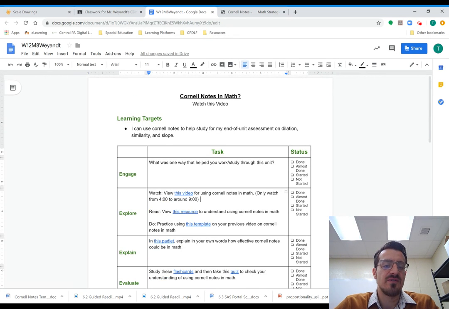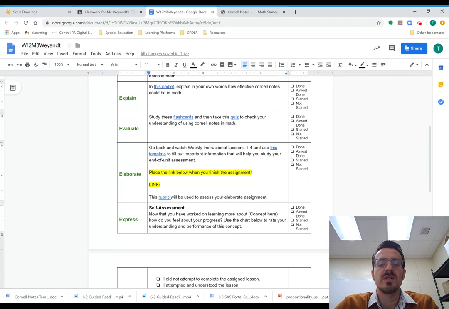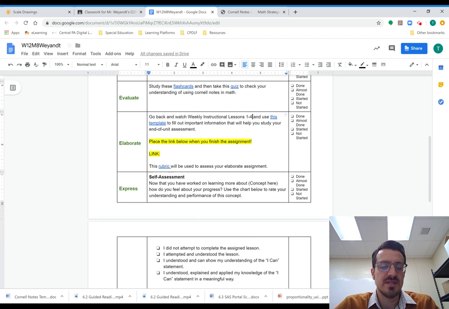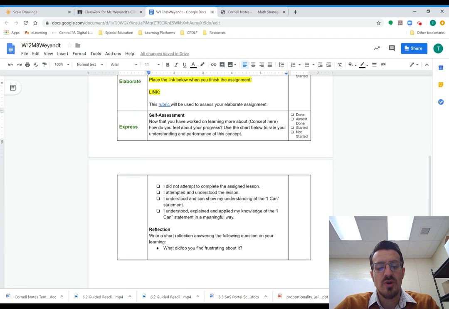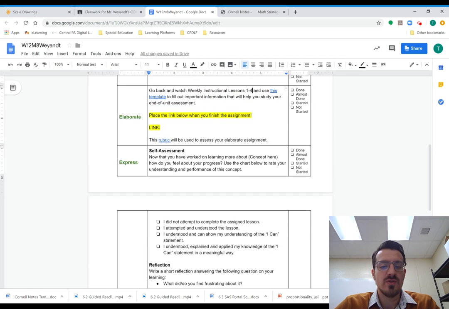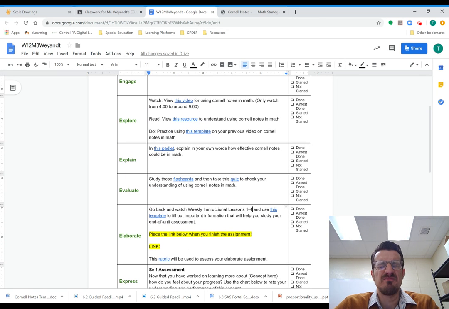And again, it's referring back to that target: I can use Cornell notes to study for my end of the unit assessment. So take this seriously and go back and watch those videos and pinpoint things that I say or do and fill those into that Cornell notes to use for the end of the unit assessment. And then, like always, express what did or do you find frustrating about this assignment, or maybe through working through these checkpoints, is there something that we can learn about ourselves that was frustrating that we can get through and keep working on?